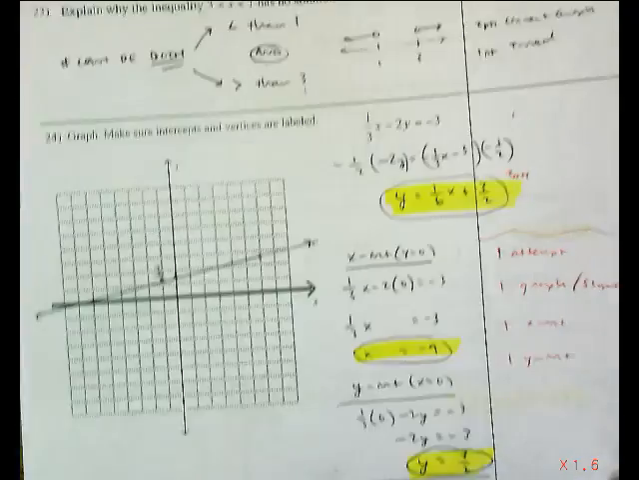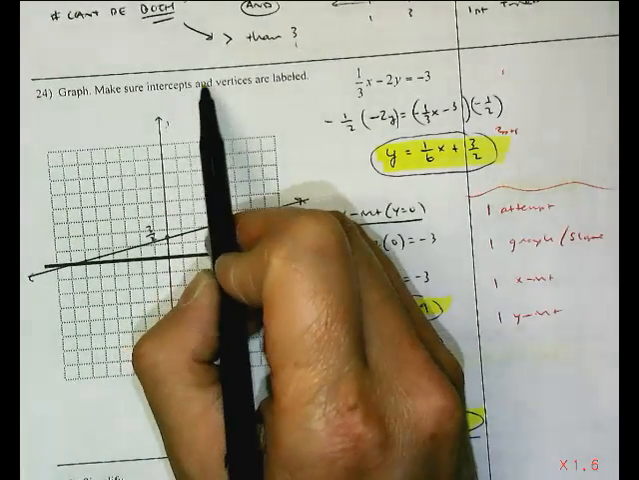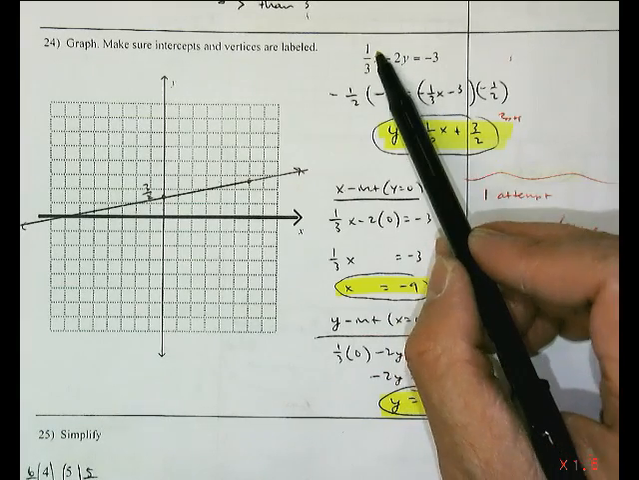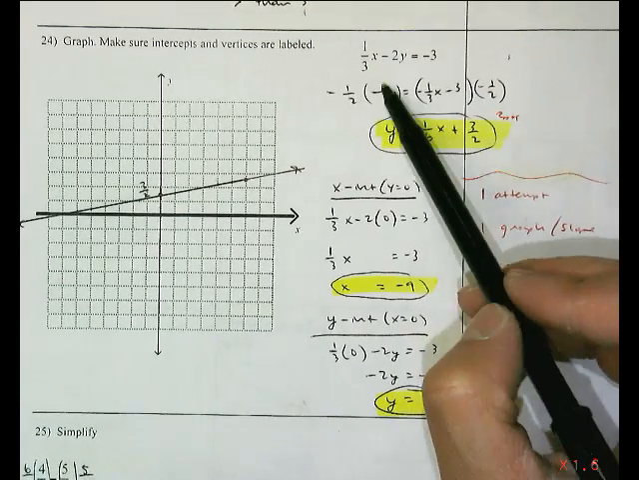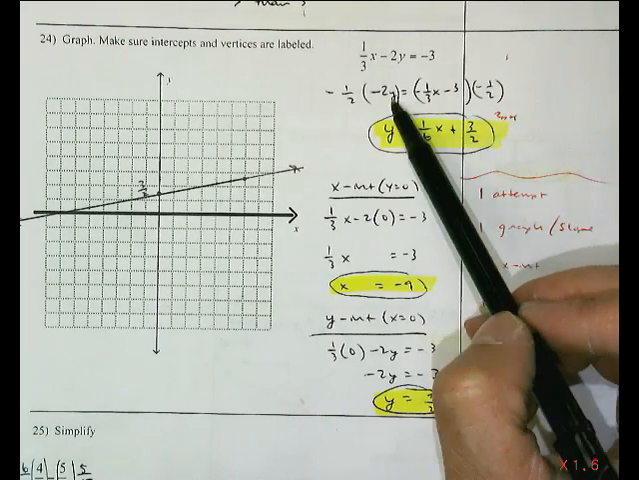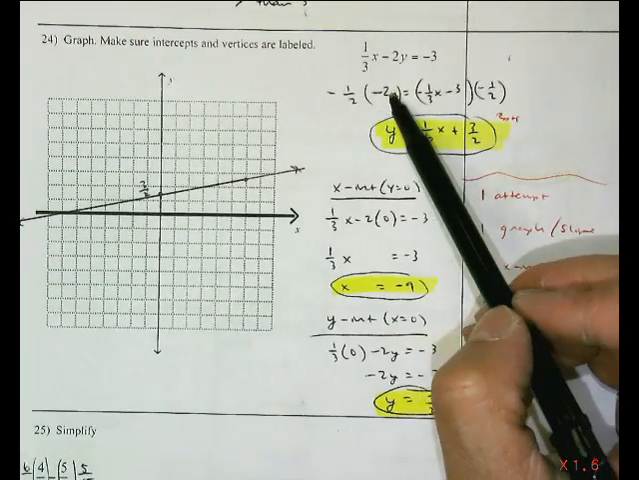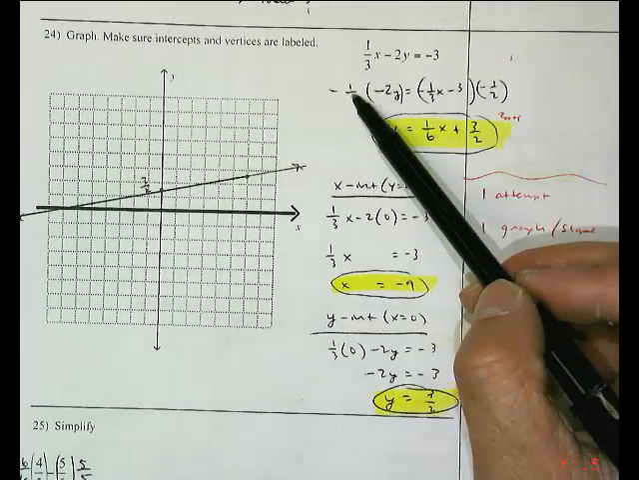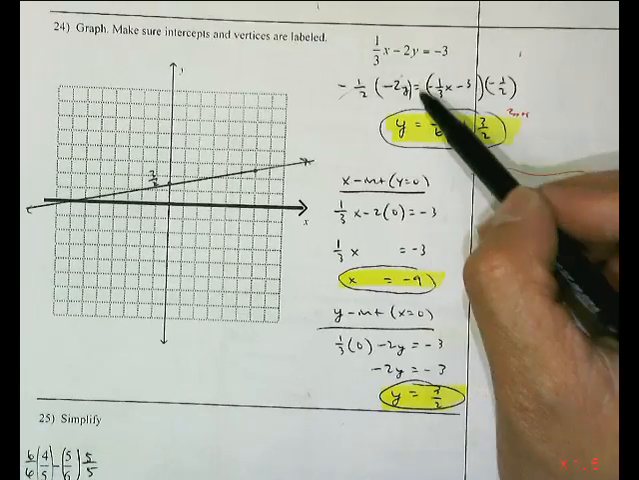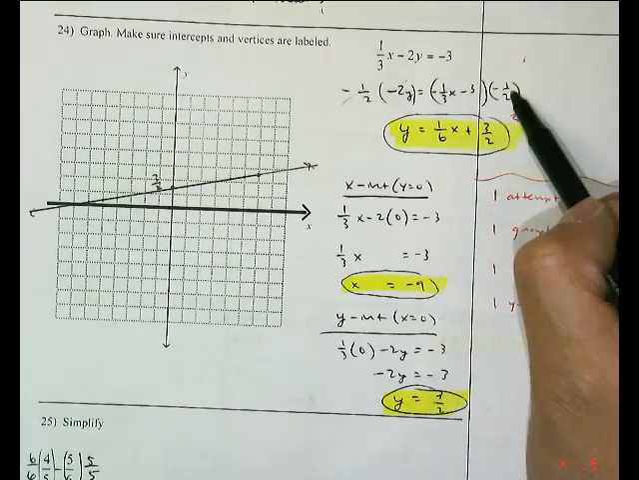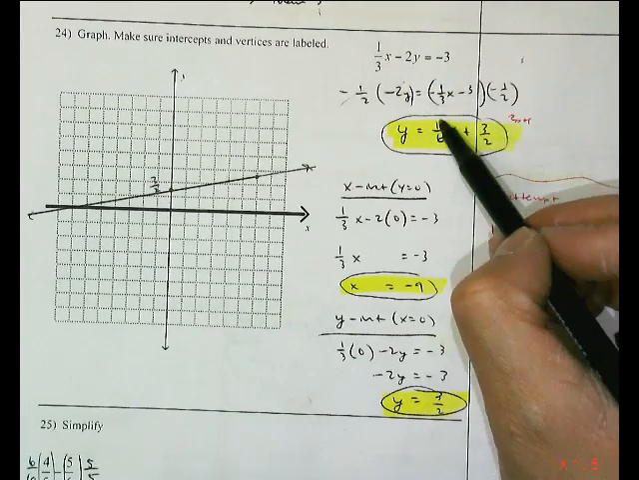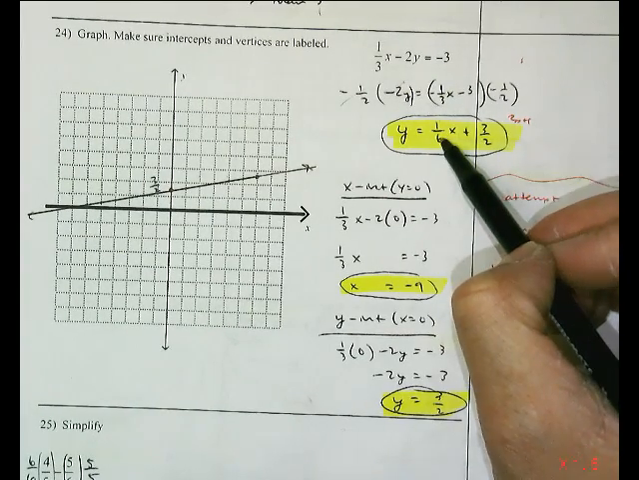Number 24. Graph, make sure your intercepts are labeled. I have an equation in a not so standard form. I subtracted negative 1/3 x from both sides. I want to get rid of this negative 2, so instead of dividing by negative 2, which is the same thing as multiplying by negative 1/2, multiply by negative 1/2. These will cancel, you're left with y. Here I need to distribute this negative half. Negative times negative is a positive. Multiply the numerators and denominators. You get 1/6x.